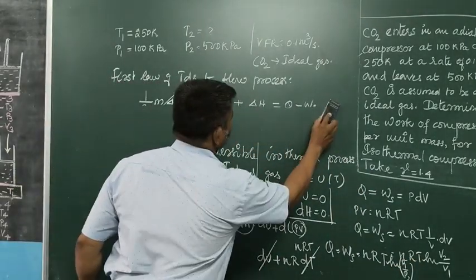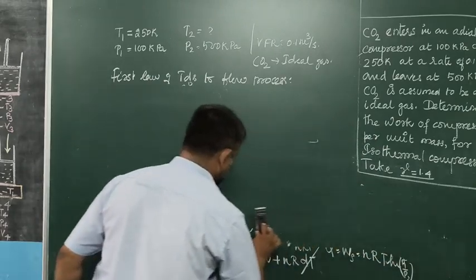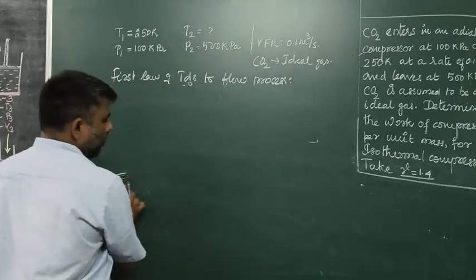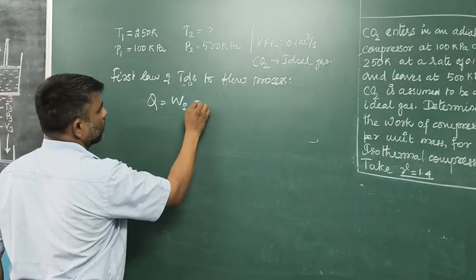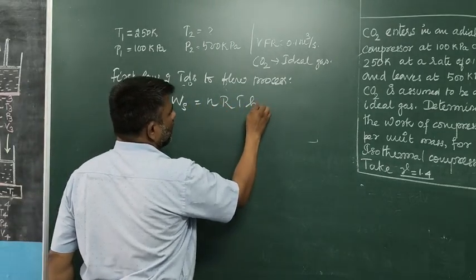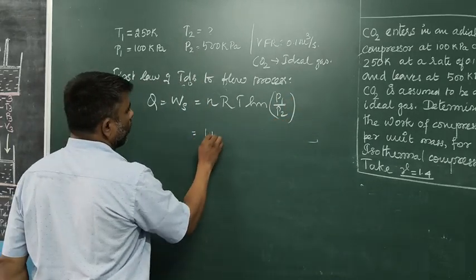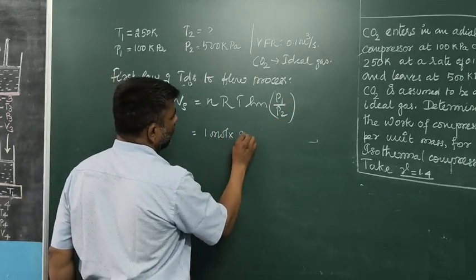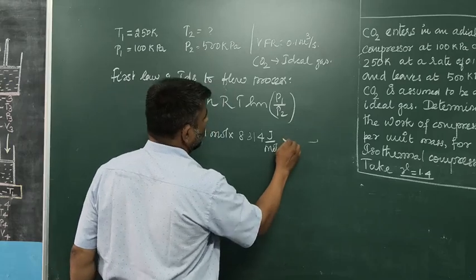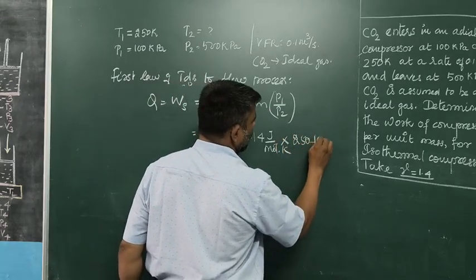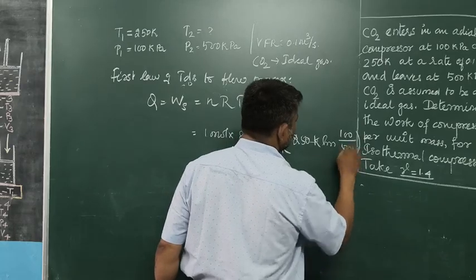Our problem is reversible isothermal compression. In order to estimate the amount of work required for the compressor, Q is equal to W is equal to n R T ln P1 by P2. So n is equal to 1 mole, R is equal to 8.314 joule per mole degree Kelvin, into temperature 250 degree Kelvin, into ln of P1 100 divided by 500.